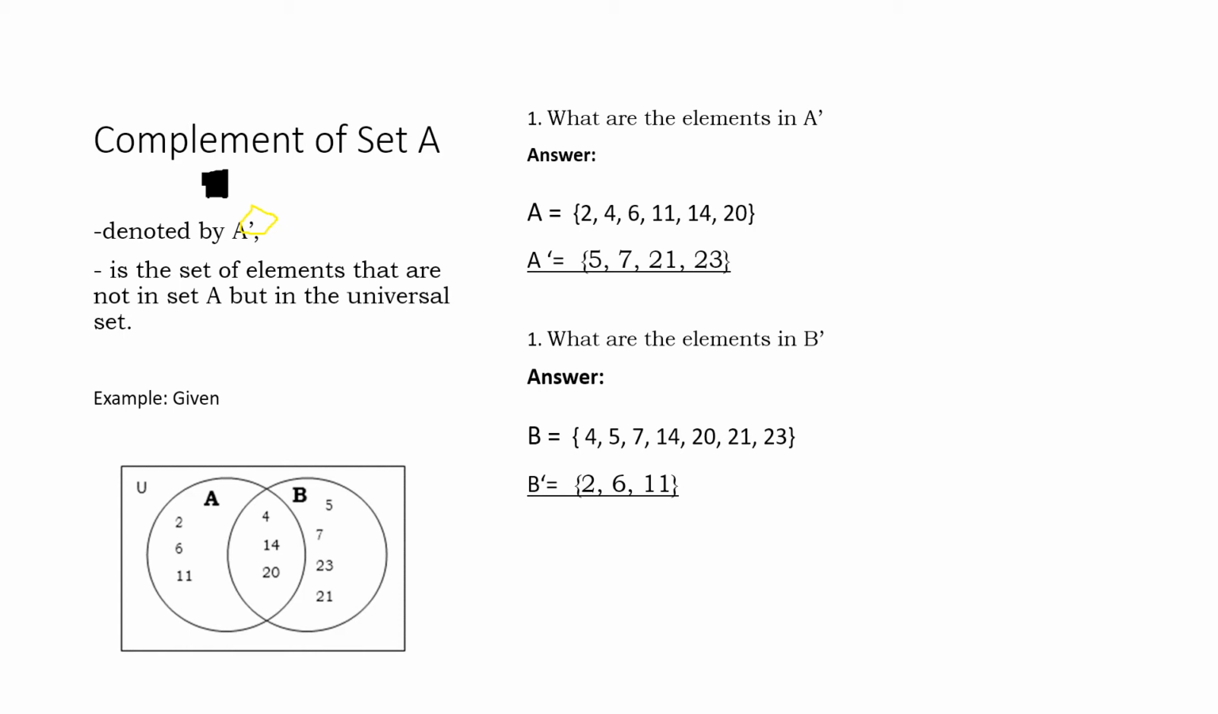Ano yun? Example ulit. Same example gagamitin natin ha. Number 1. What are the elements in A complement? Ayun, andun yung symbol A complement. Ibig sabihin, kopihin natin yung elements ng A. Ito, 2, 4, 6, 11, 14, 20. Then, titingnan natin yung box. Ibig sabihin, yung universal set, ito yun. Ano yung mga hindi nakasulat sa A? So, si 5, si 7, si 23, si 21. Yun ang complement of a set.